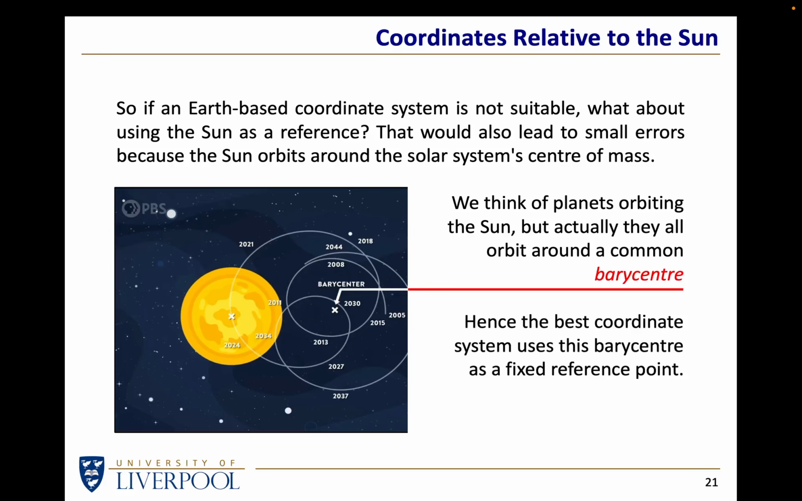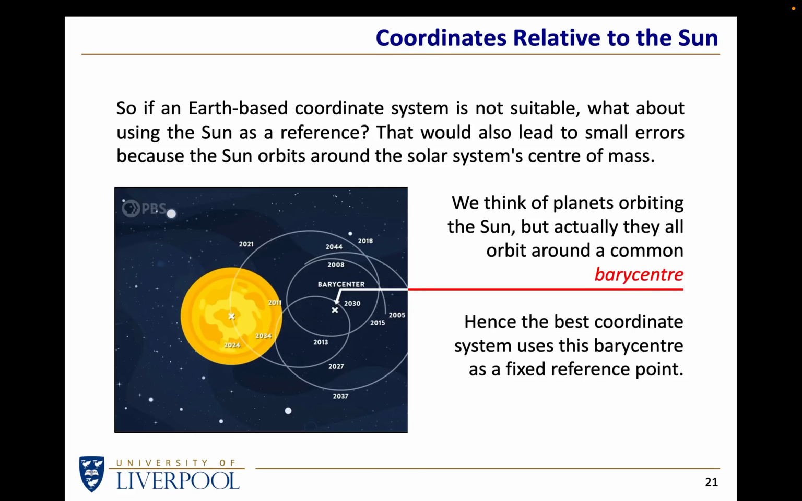So the only thing that we really ought to care about is the center of mass of the solar system. And then we can work out where the stars are relative to that fixed point, regardless of what the Sun is doing and regardless of what the Earth is doing. And we can calculate that as long as we know where all the planets are, etc. And we do reasonably know all of those parameters. So the best coordinate system to use uses the center of the solar system as a fixed reference point.